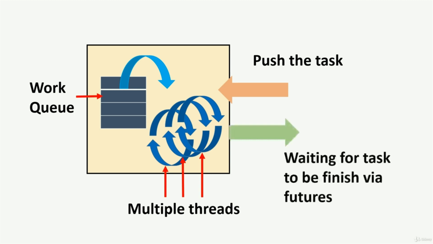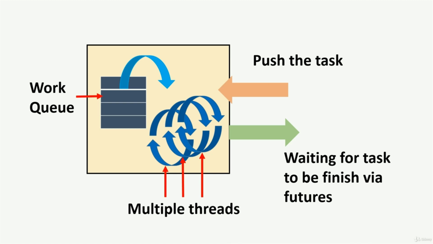If the external entity has to wait until submitted tasks get finished, in such cases, we should have the ability to access the future associated with that task, so that external code can wait on that. So these are the basic functionalities that any thread pool should offer.